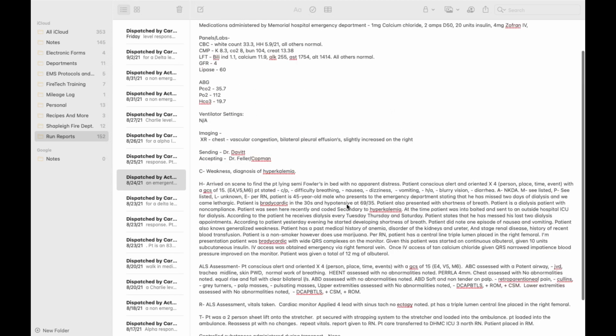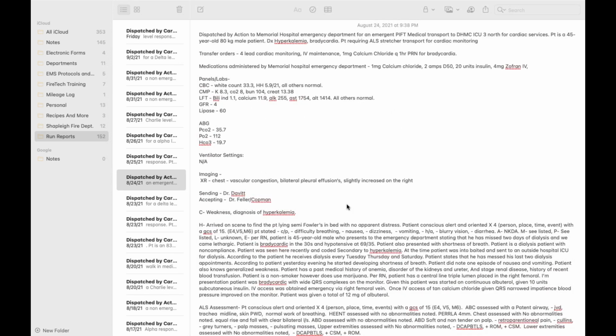And the thing is that all my information is here. So if I go to court 4 years down the road, I'll be like, hey, you know what? I kind of remember this call. This is everything they told me. I looked at all the labs. I know this guy's got a white count of 33.3. So right now he's got an infection somewhere.